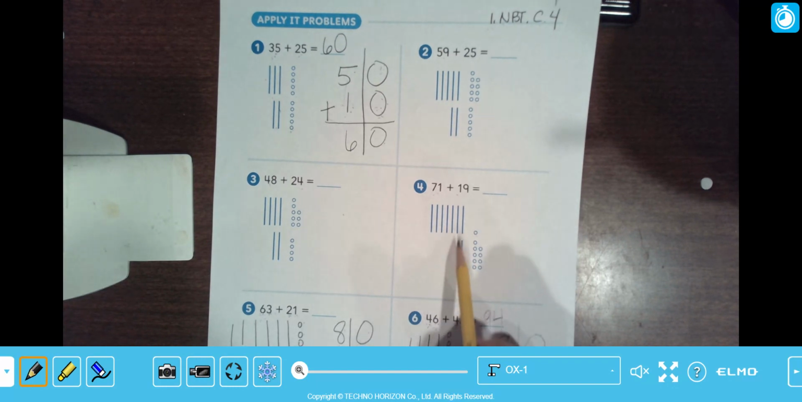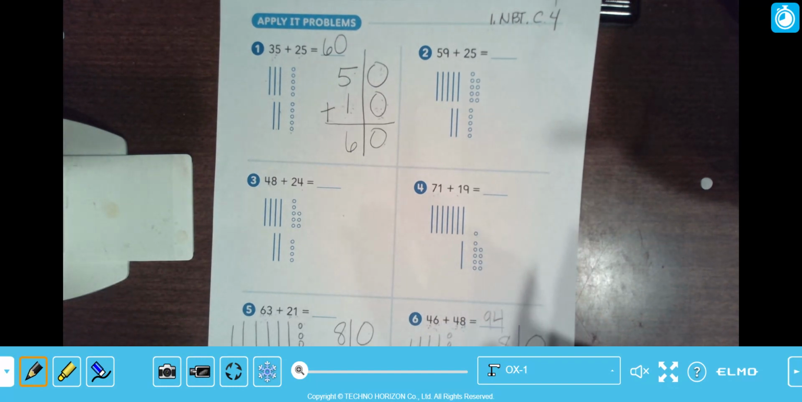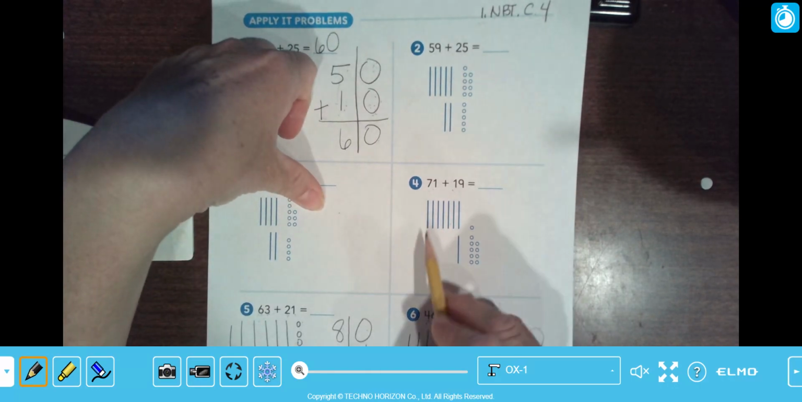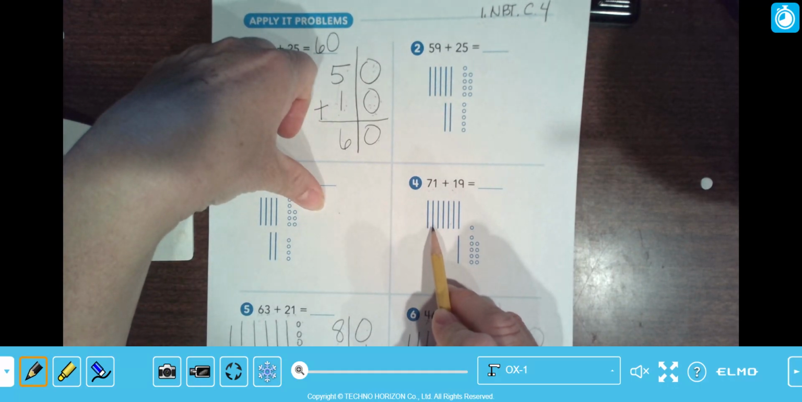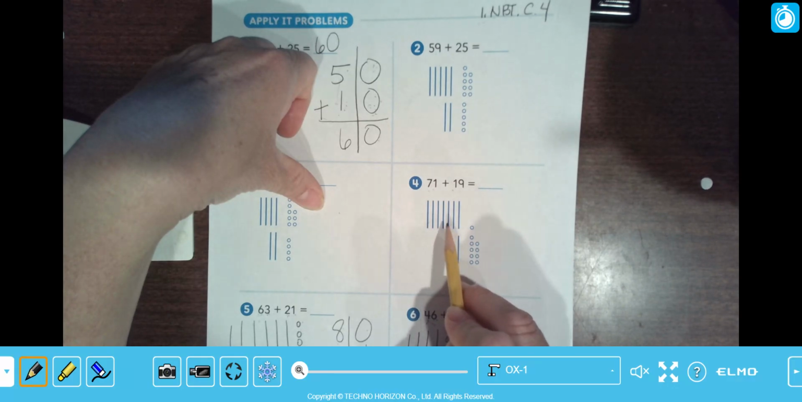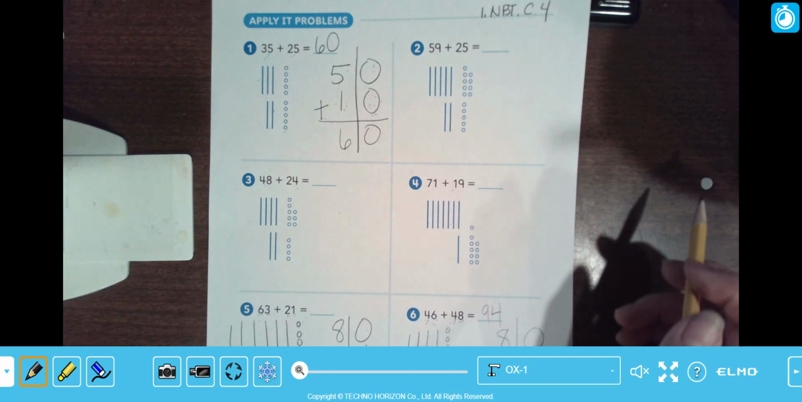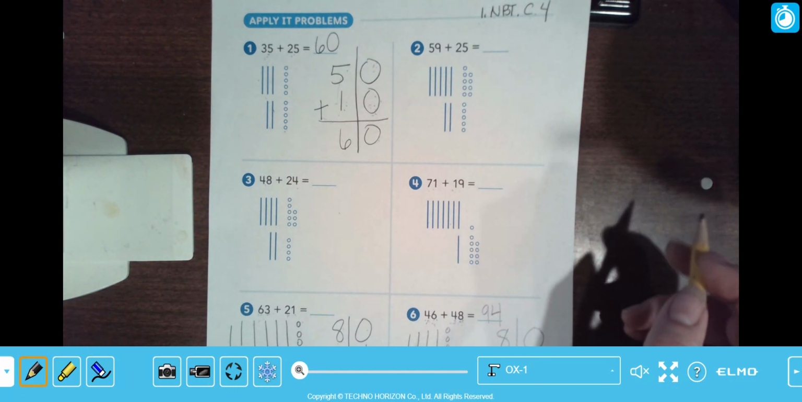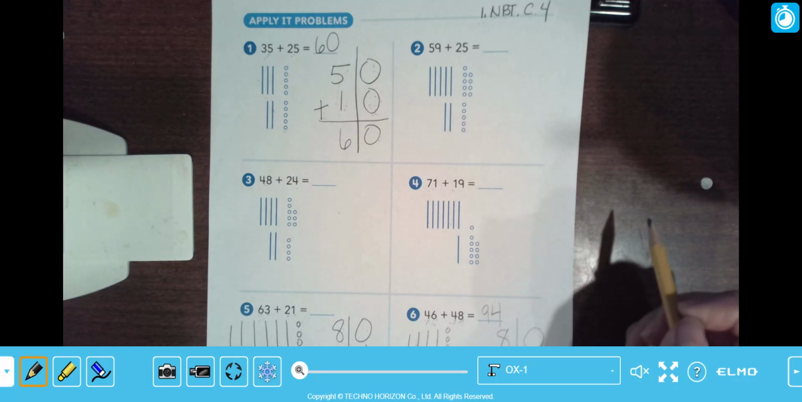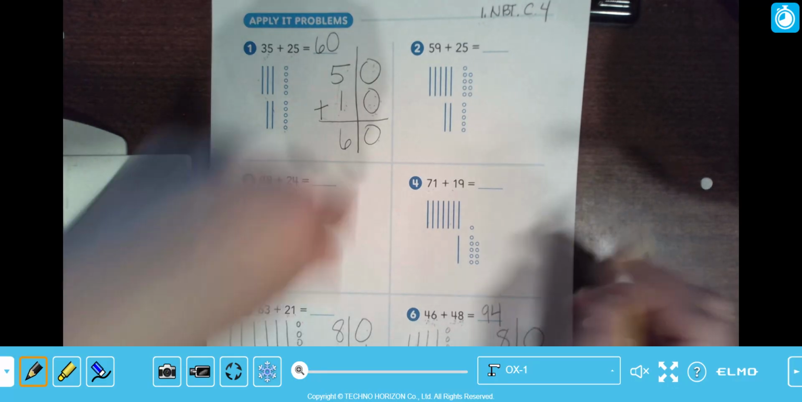Yeah, we add up the tens first. Okay, so how do we count the tens? Yeah, we skip count by 10. Okay, let's do that. Ready? Begin. 10, 20, 30, 40, 50, 60, 70, 80. So how many tens are there? Yeah, it's 80, right? 8 tens. So what do we write over here? Yeah, we write down 80.